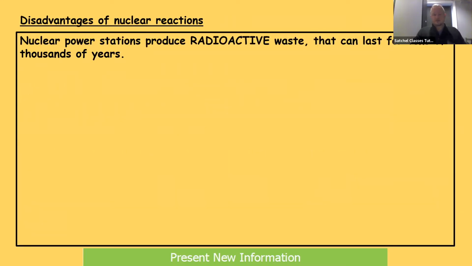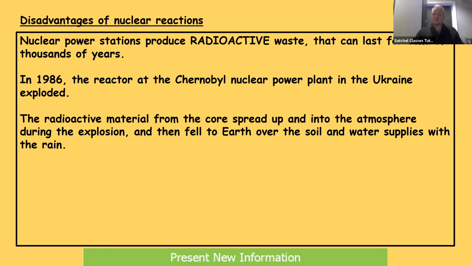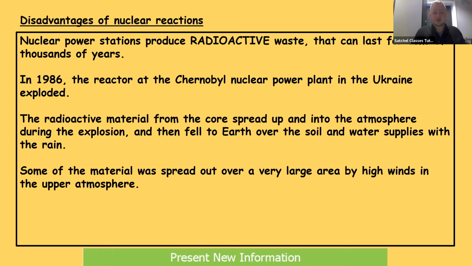Nuclear power stations produce radioactive waste that lasts for 10,000 years, or tens of thousands of years. In 1986, the reactor at the Chernobyl nuclear power plant in the Ukraine exploded. The material from the core spread up into the atmosphere, into the jet stream and the winds, and then fell to earth over the soil and water supplies with the rain that then fell.